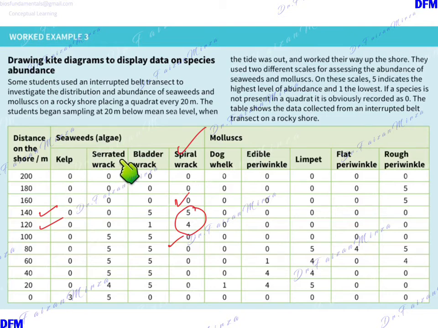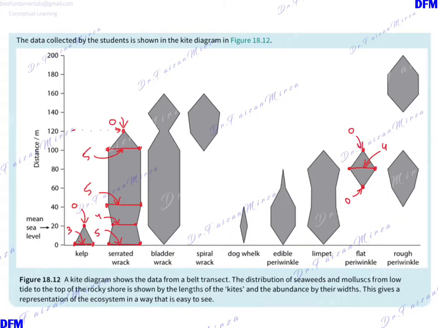Come to serrated rack. Serrated rack, you can see at 0 meters is 5. It means more abundant than kelp, and at 20 it gets a bit lesser than it was at 0, and then again it's 5, 5, 5 each till 100, and beyond that it's 0 again. So if this kind of data is given to you, how do you represent this data? This data can be represented on a kite diagram.